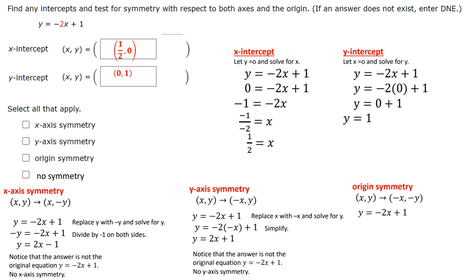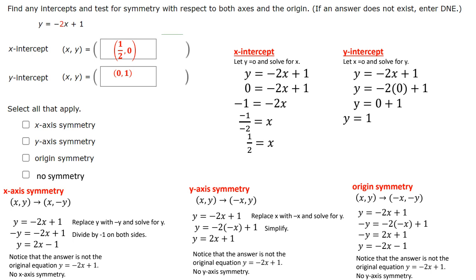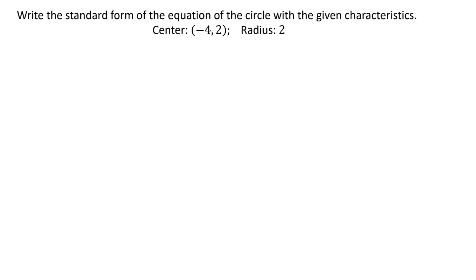And to check algebraically for origin symmetry, I would change the sign of both the x and the y, and again solve for y. If I get the original equation, then it has origin symmetry. So here I would have minus y is equal to minus 2 times the negative x plus 1. Again, a negative with a negative is a positive, 2x plus 1, multiplied by a negative on both sides, and I get y equals minus 2x minus 1, which is not the original equation. So hence this equation does not have origin symmetry. And just for you guys to get ready for your final, linear equations will not have any symmetry, okay?